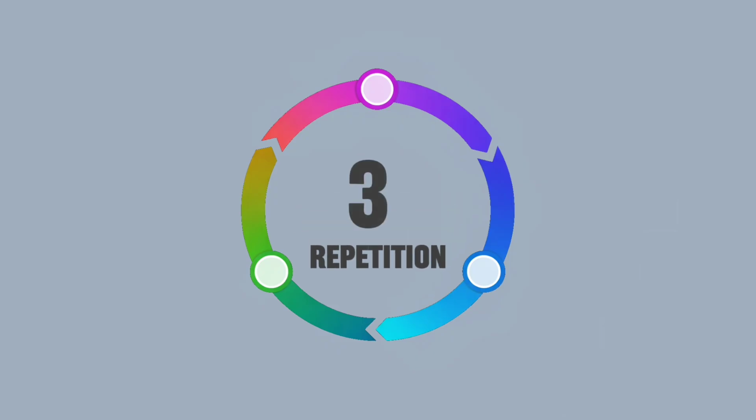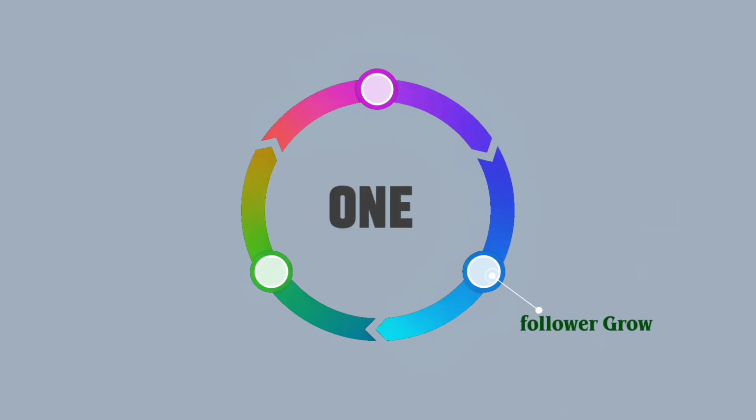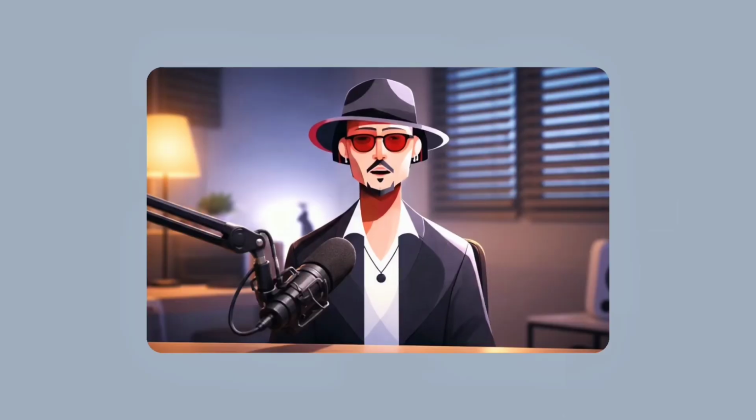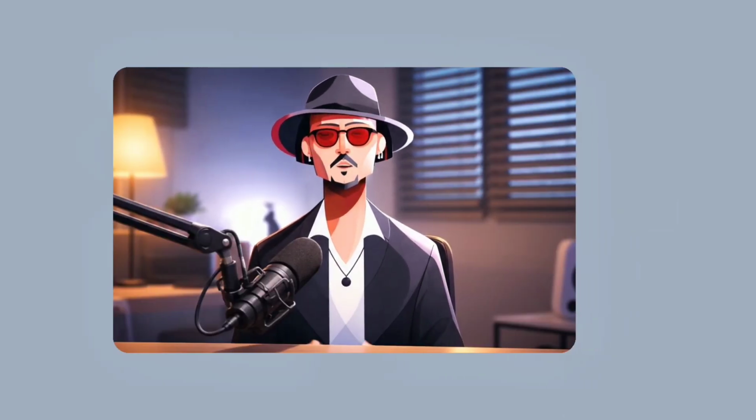So what happens with repetition? 3 things happen. Number 1, followers grow. Number 2, recall value increases. Number 3, the page becomes perfect for brand deals. Once you generate the character using Gemini, the next step is to teach this character how to speak. For that, you use Veo 3.